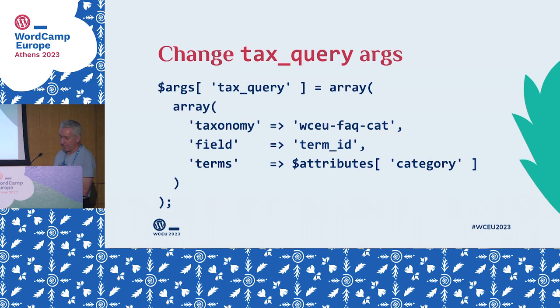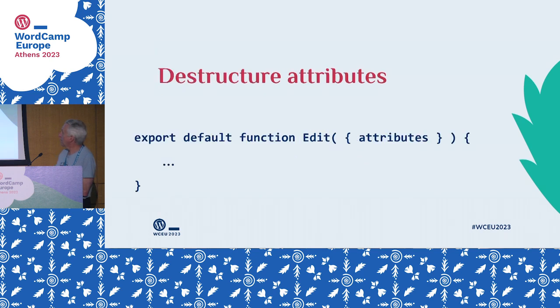We're going to get that attribute, now that it's an ID instead of a slug. In render.php, the attributes were automatically available. In the edit function, we need to destructure the attributes from the object that gets passed to the edit function. So the first line of the edit function just destructures attributes in the parameters.